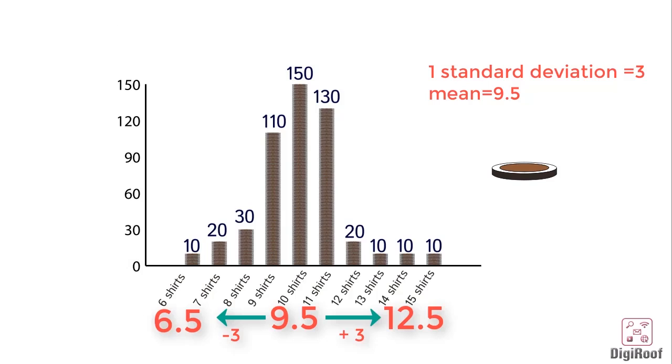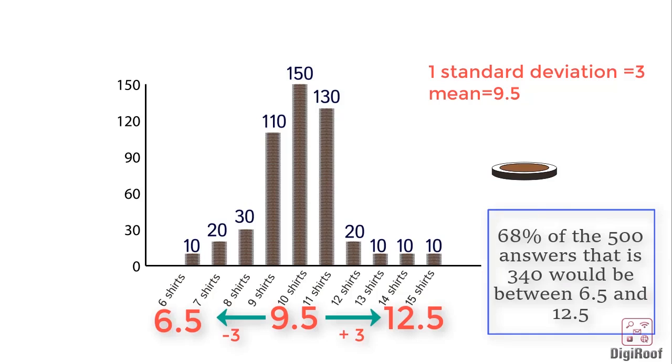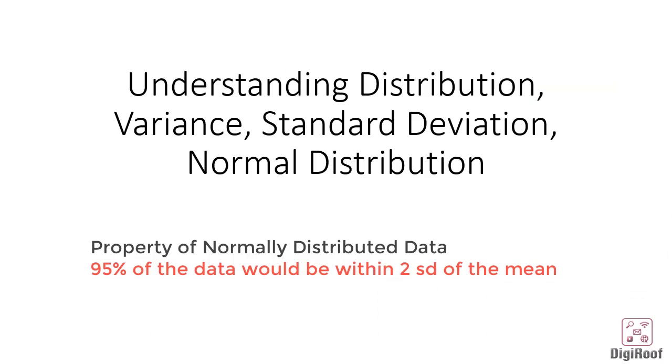So according to the first important property of a normally distributed data, 68% of the 500 answers, that is 340, would be within 6.5 and 12.5. In other words, 340 people would own shirts between these two numbers, 6.5 and 12.5.